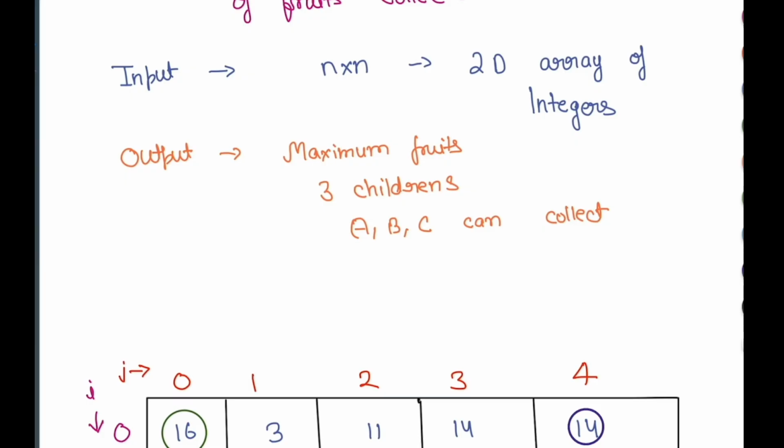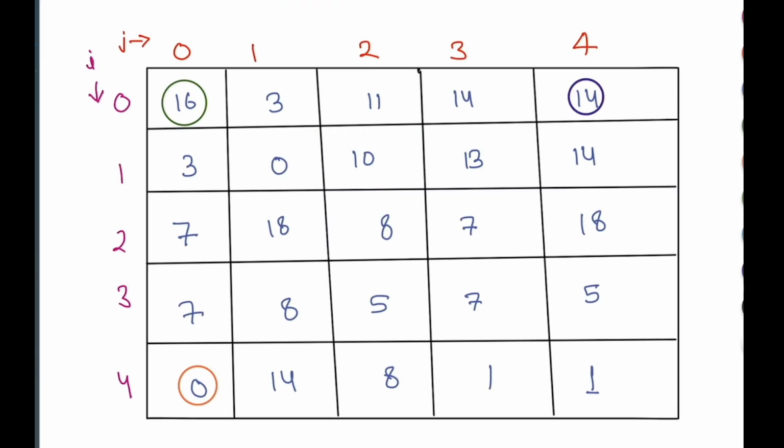Now, if I come back to the output we need to give, we need to find the maximum number of fruits we can collect. Basically, there are three children, A, B and C, and they will collect the fruits. We need to find the maximum fruits these three children can collect. Now let me give you the scenario of this problem first. So we are given a two-dimensional array, right? And there are three children, A, B and C.